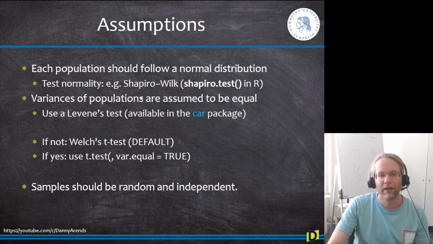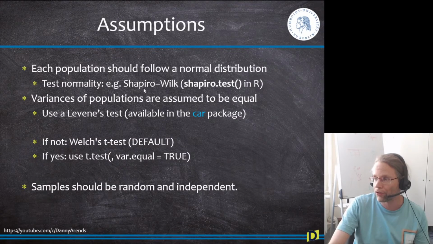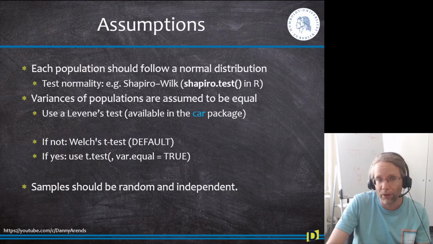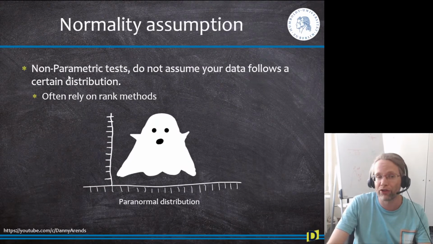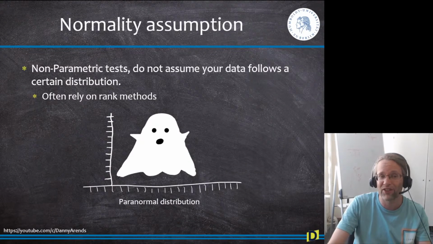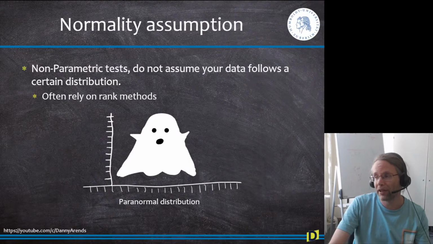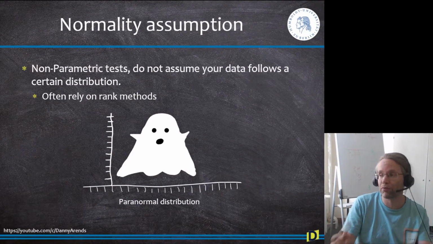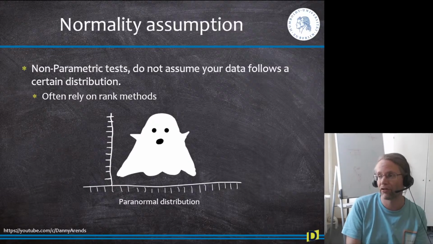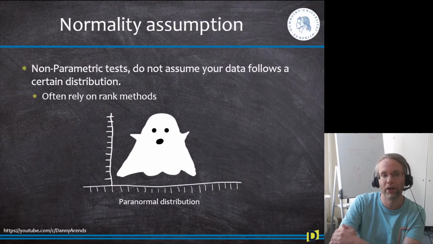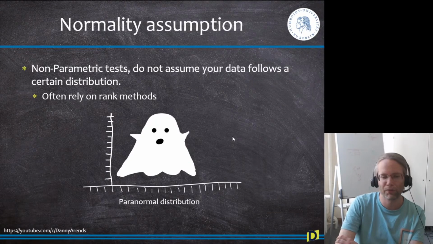So if your Shapiro-Wilk test fails and tells you that your data is not normally distributed, you have to switch to non-parametric statistics. And this is a pain because non-parametric statistics are very underpowered statistically speaking, meaning that you have to recruit much more people into your study before you can get significant effects. And that is, of course, the non-parametric test. So that's where the ghost comes back. The ghost comes back with the paranormal distribution.